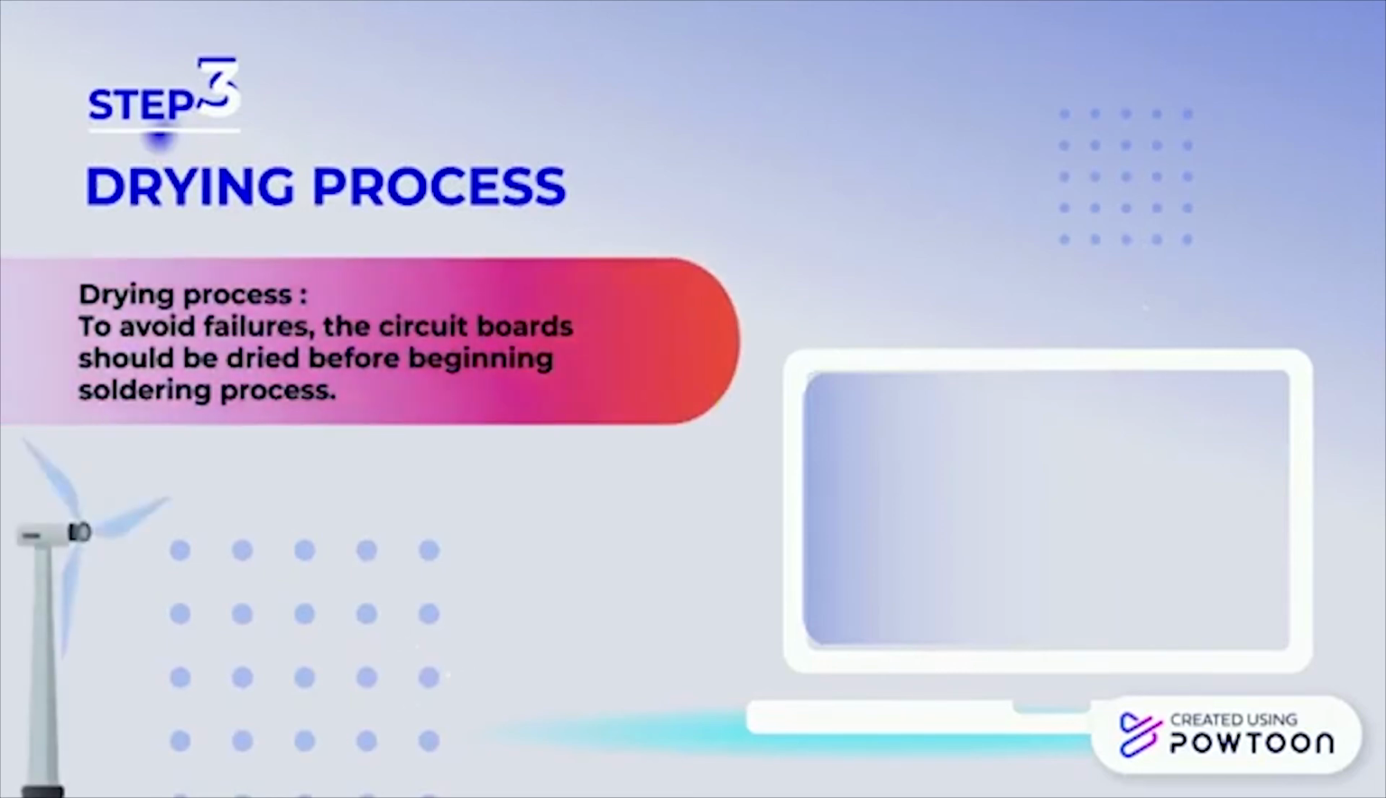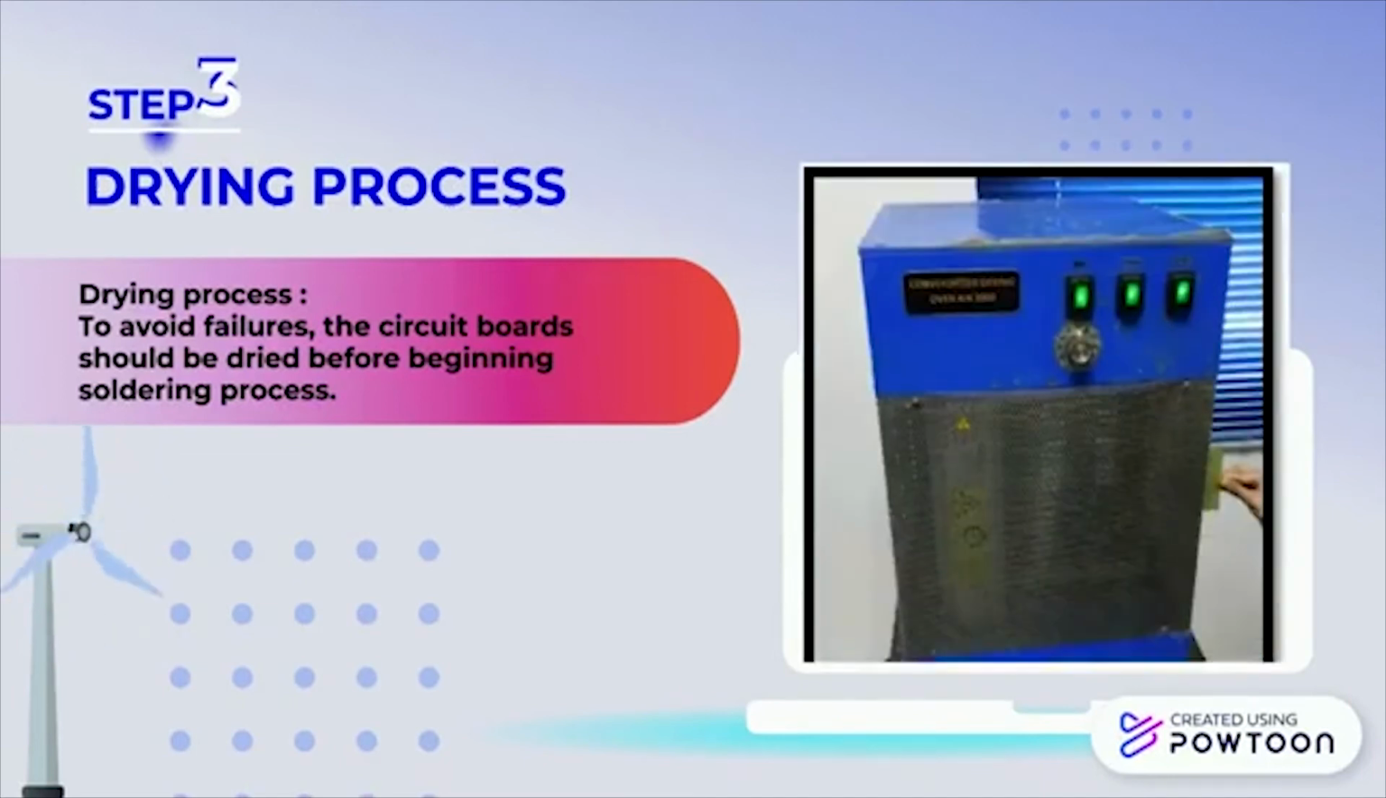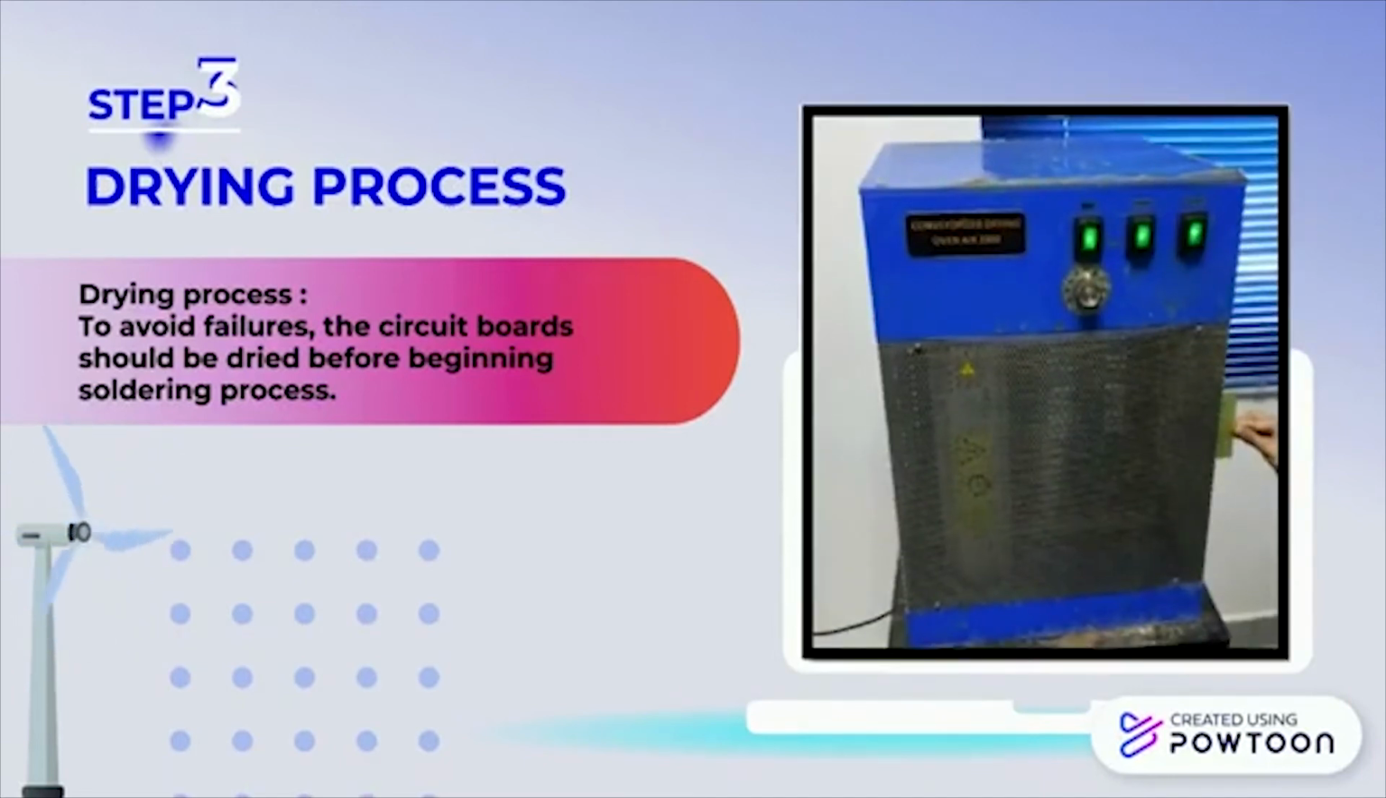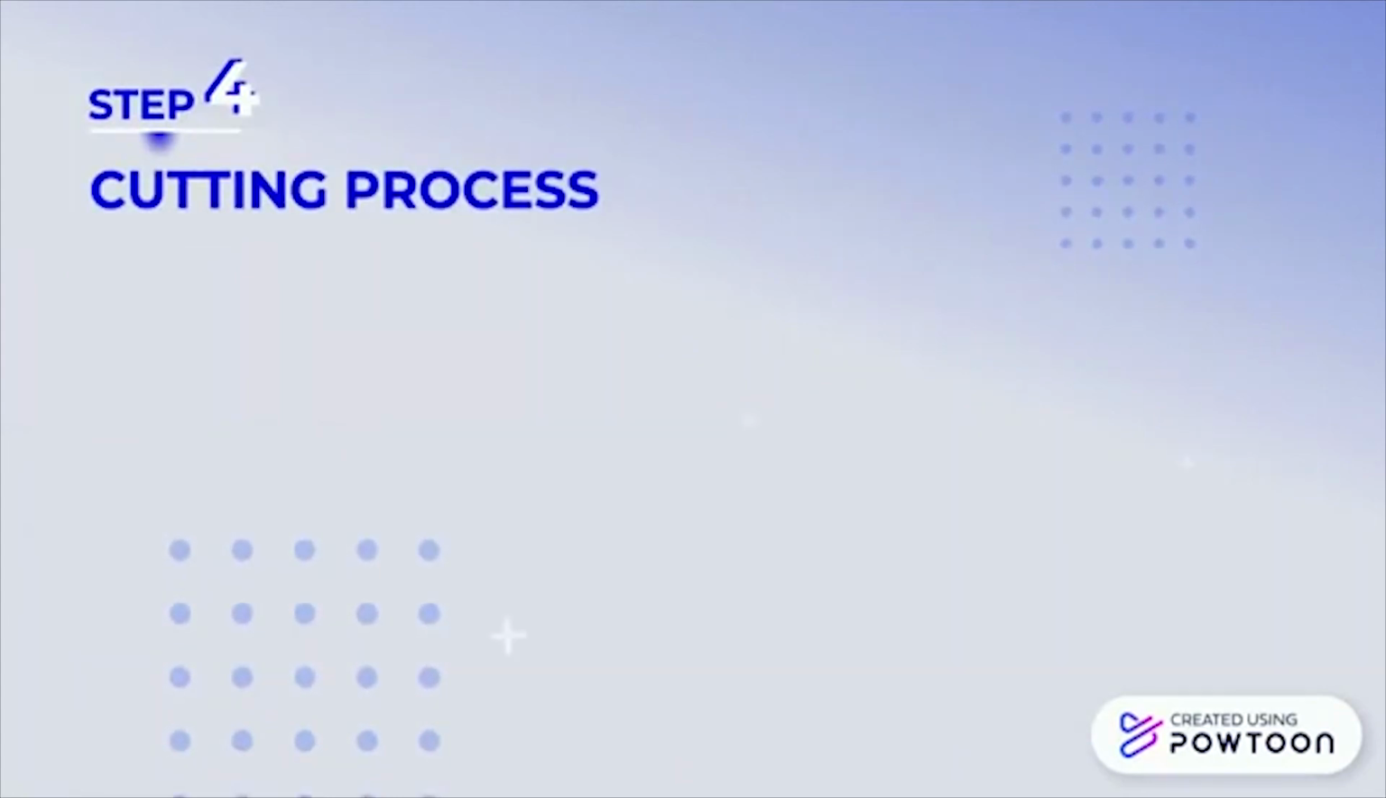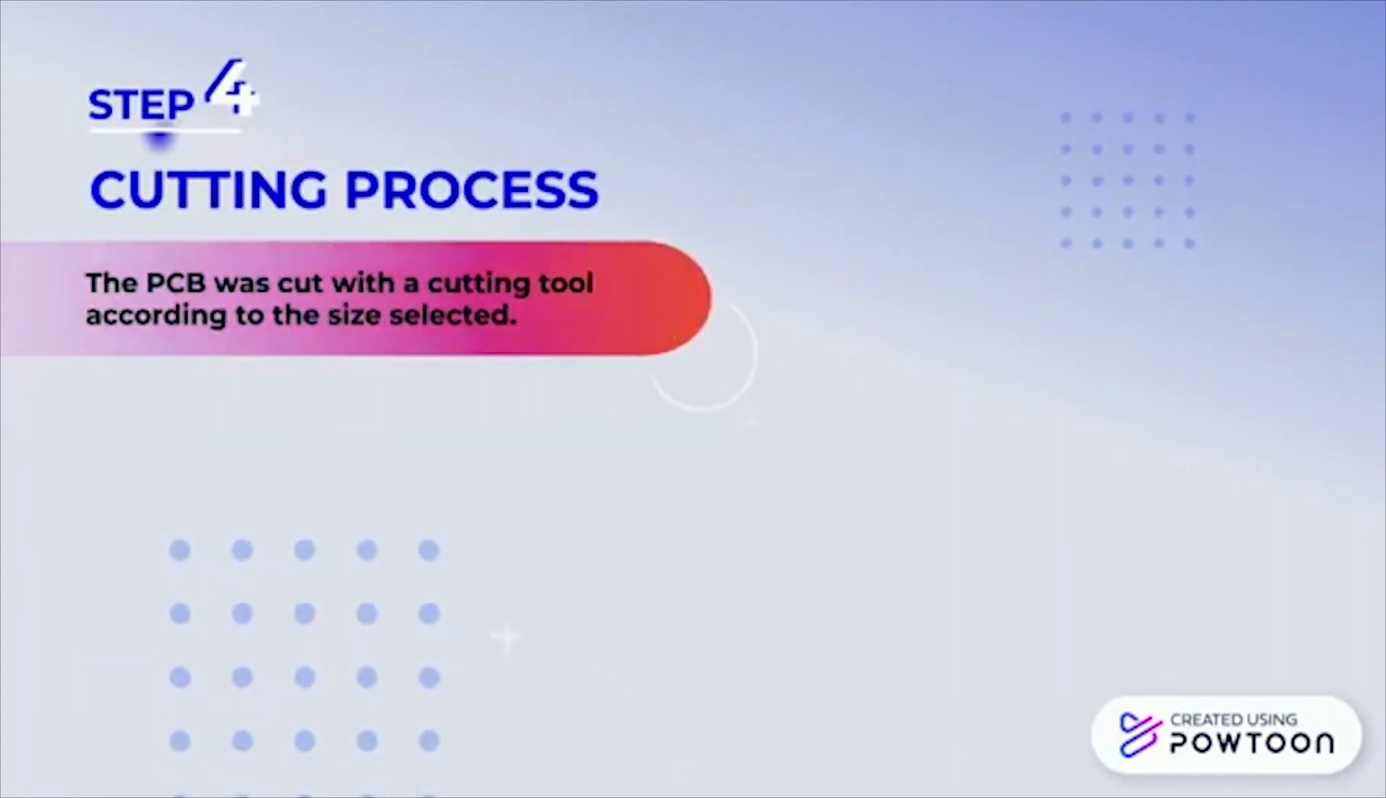Drying process is to avoid failures. The circuit board should be dried before beginning the soldering process. Step 4, cutting process. The PCB was cut with a cutting tool according to the size selected.